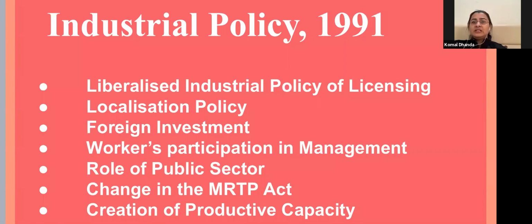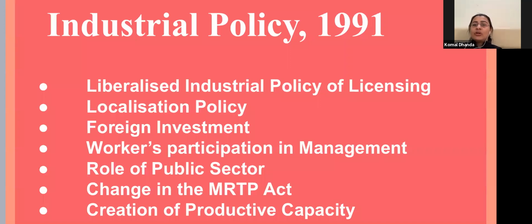So during this industrial policy, action was taken that except for the 18 industries, no other industries need a license. They can open and do whatever they want to do. Only industries engaged in manufacturing goods harmful to the environment needed some kind of license. Or those producing luxury goods for affluent people needed some kind of license. Other than that, all were made free from that.